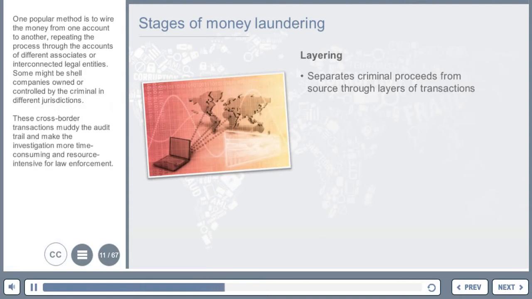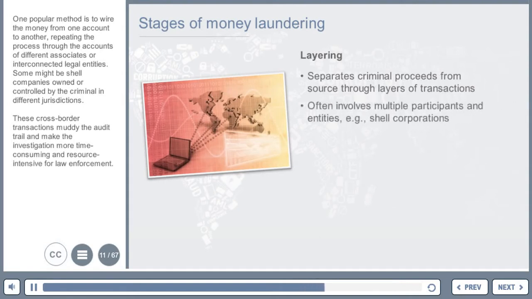One popular method is to wire the money from one account to another, repeating the process through the accounts of different associates or interconnected legal entities. Some might be shell companies owned or controlled by the criminal in different jurisdictions. These cross-border transactions muddy the audit trail and make the investigation more time-consuming and resource-intensive for law enforcement.